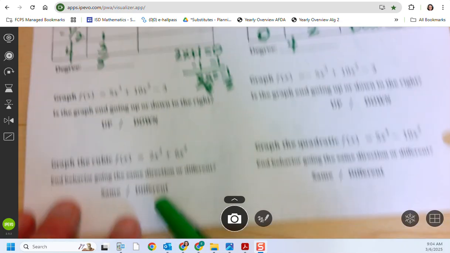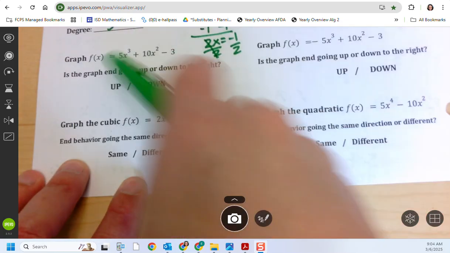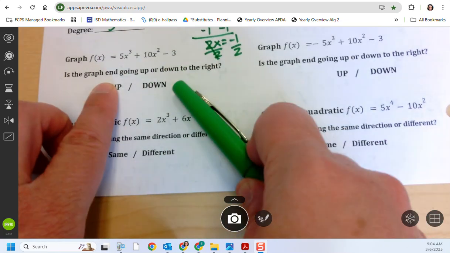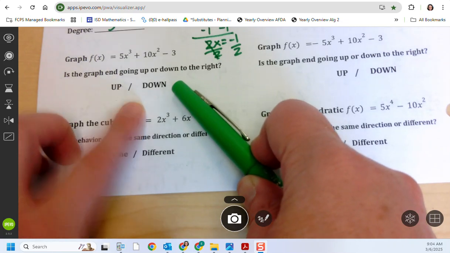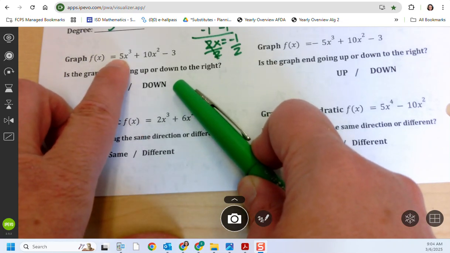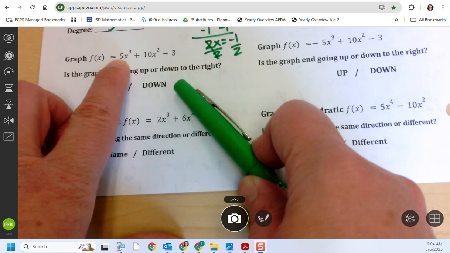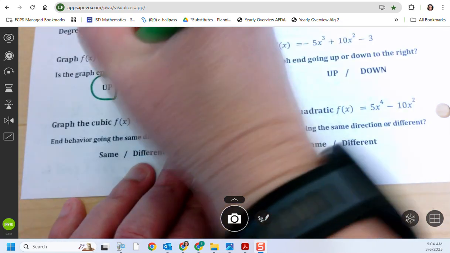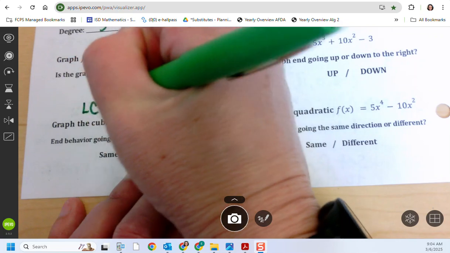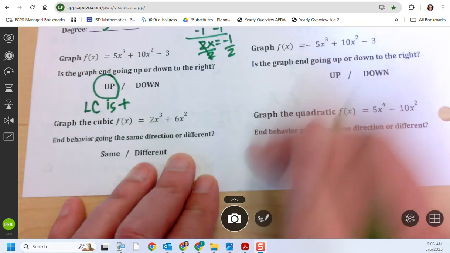So we're going to do these two. So this one says, is the graph going up or down on the right side? We don't have to graph it because you know what's going to happen. The leading coefficient is 5, and that tells you that the right side goes which way? Up. Because the leading coefficient is positive.